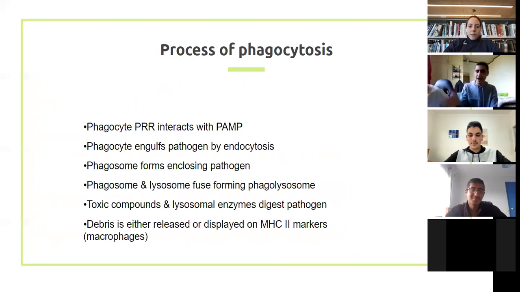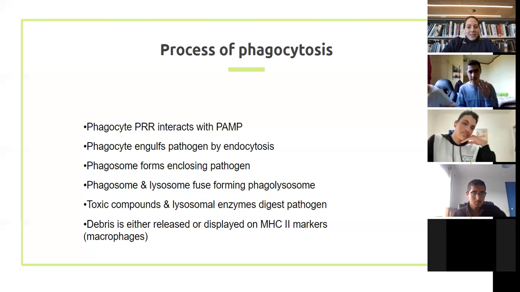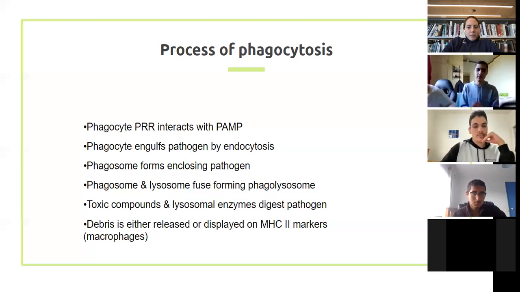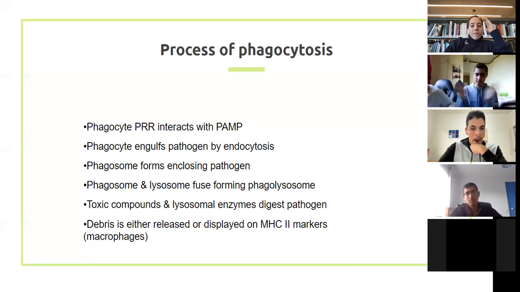Now we'll go to how phagocytosis actually works. How does this eating process work? Pretty much our PRRs interact with the PAMP, and that activates endocytosis. So the phagocyte goes around and eats it up in a vesicle. The vesicle that contains the bacteria is called a phagosome. That combines with something called a lysosome, which are those organelles we talked about in, I think, our first session, which have a lot of different enzymes inside them. These two fuse together, and the toxic compounds attack the pathogen, and it gets destroyed.